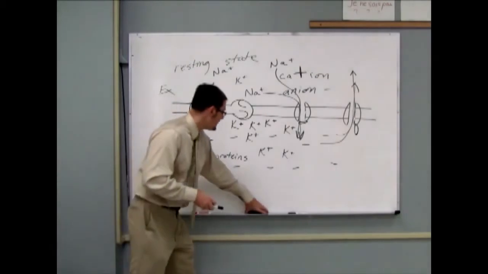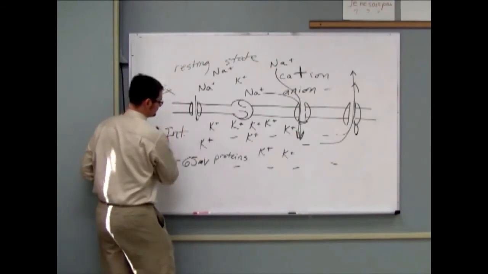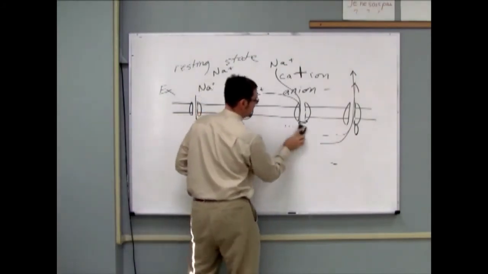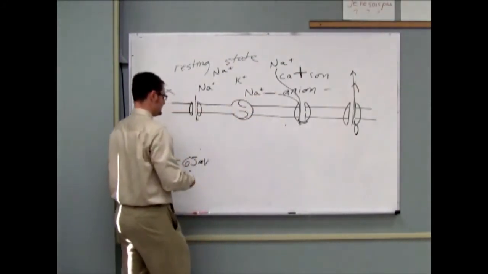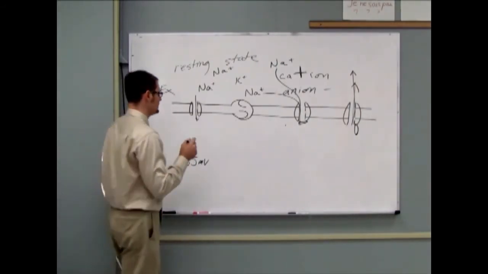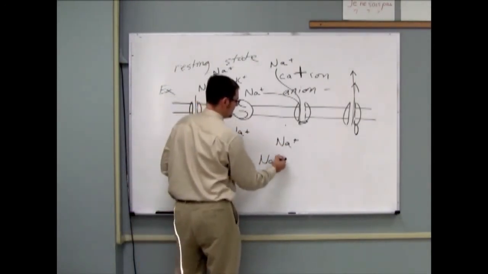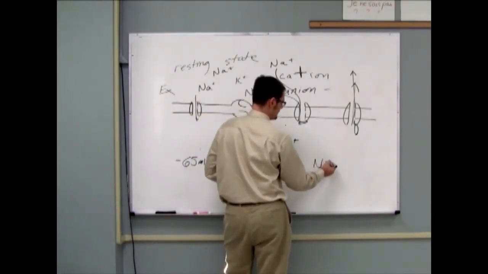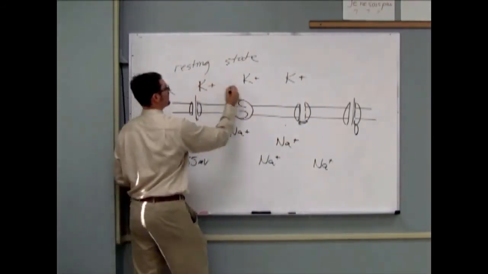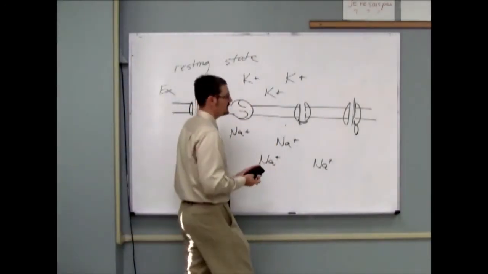So at this point, we actually end up with the opposite of what we started with. Originally, the interior of the neuron was negative 65 millivolts, and it was saturated with potassium. Now it's saturated with sodium. And the concentration of potassium is higher outside in the extracellular space.